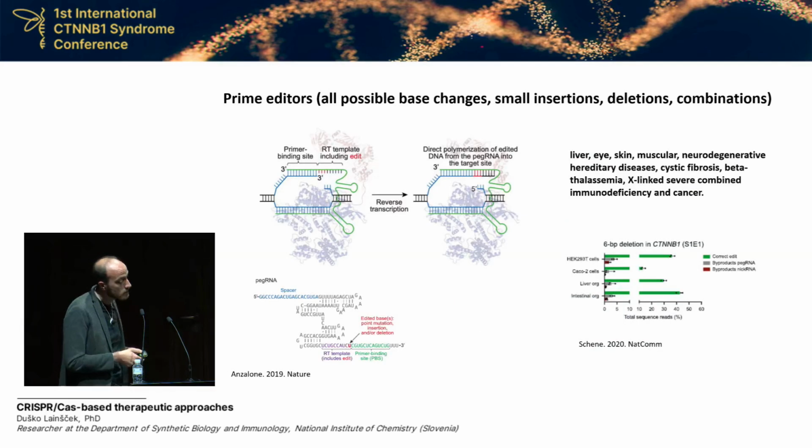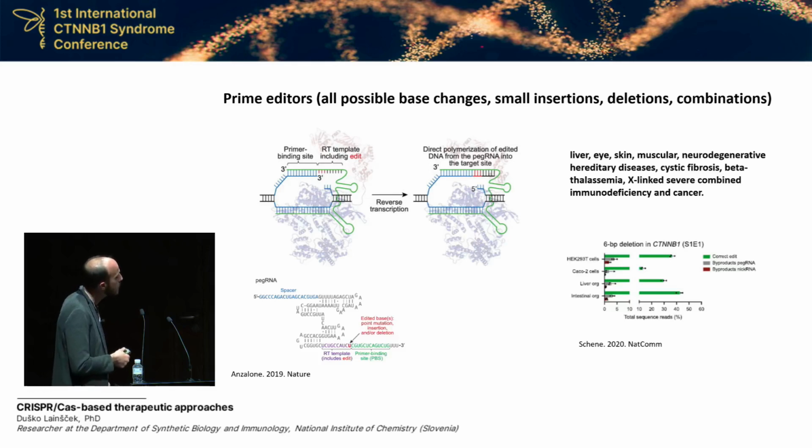Okay, the next category of the CRISPR-Cas system is so-called prime editors. This is a very powerful tool that consists of, again, a Cas9 nickase, which is fused to a reverse transcriptase enzyme. And the third component of this powerful tool is the so-called pegRNA. This pegRNA is similar to the guide RNA with some differences. For instance, here you have the spacer, which targets the desired region of interest. But then you also have the RT template.